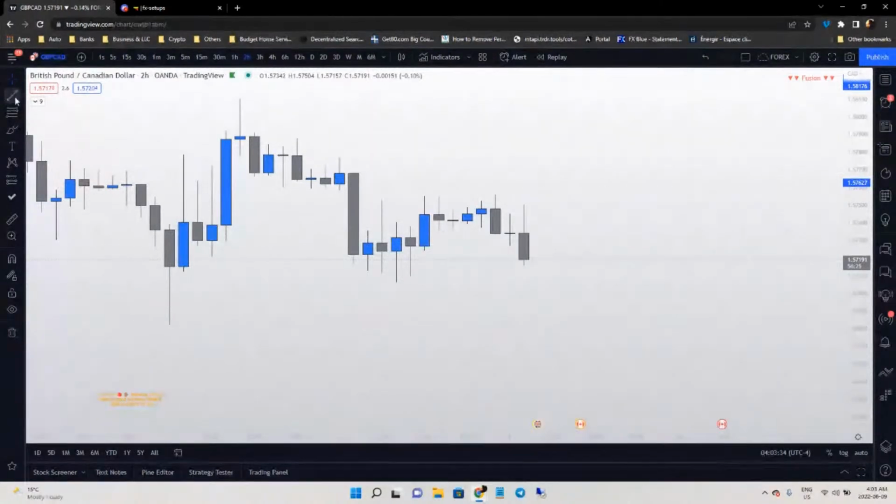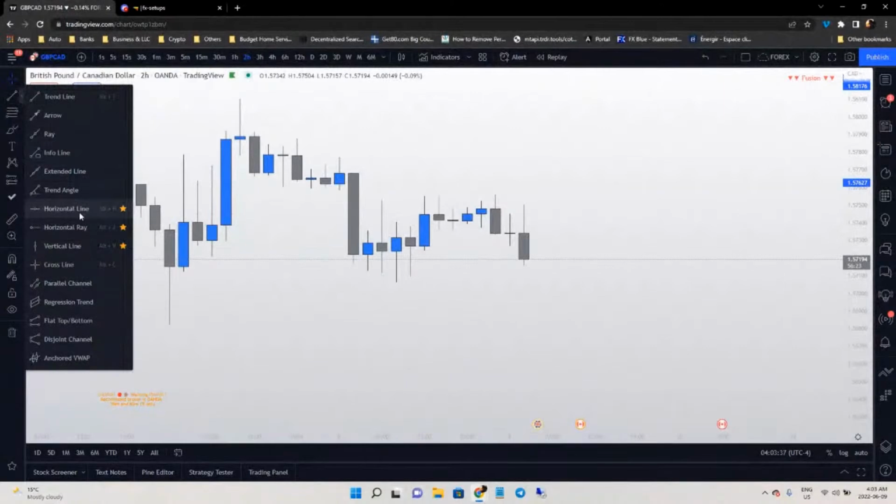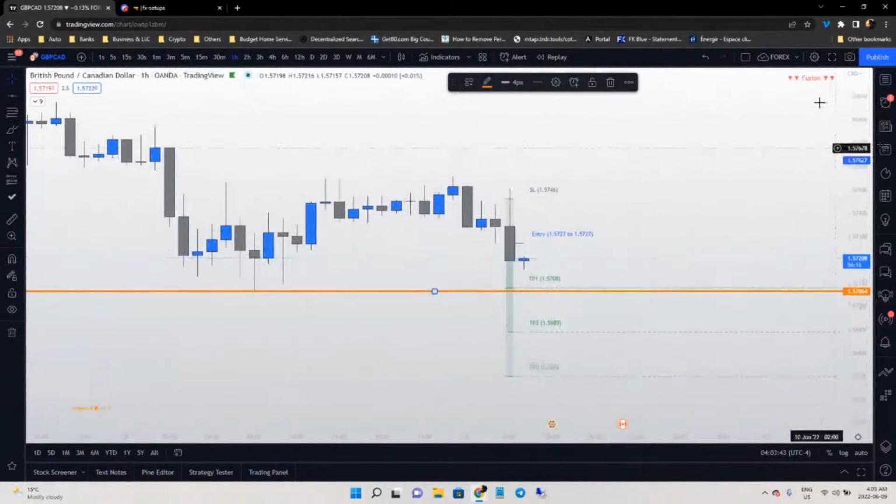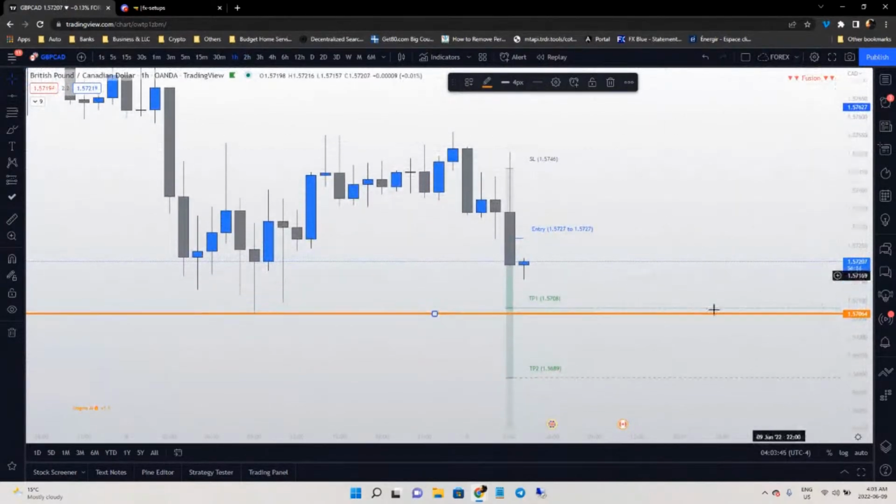Let's maybe put a horizontal line. So let's look at the one on H1. So I'm expecting to have it at least at TP1. But as you all know, it will depend on what the market is giving you. Perfect.